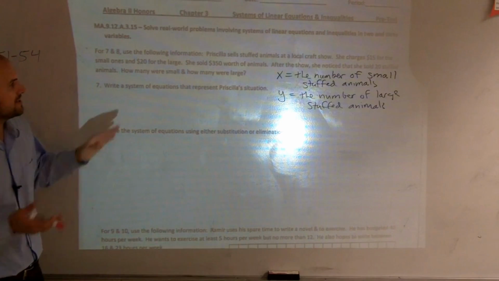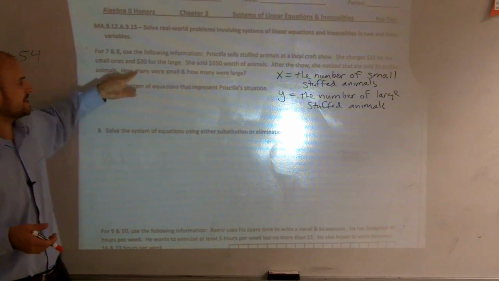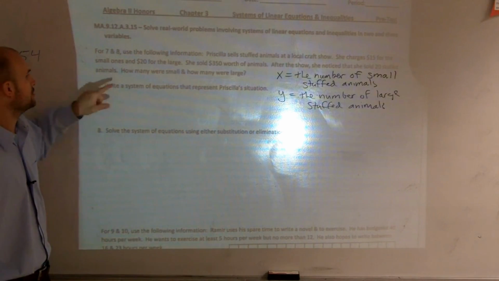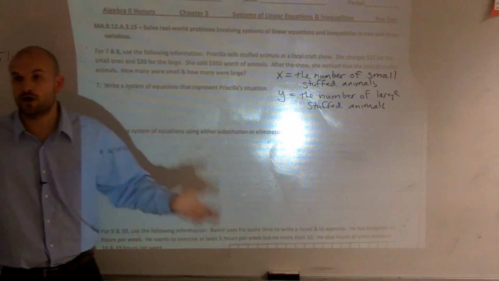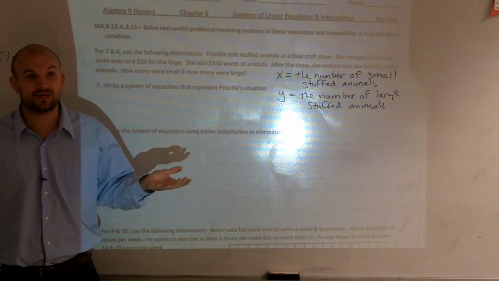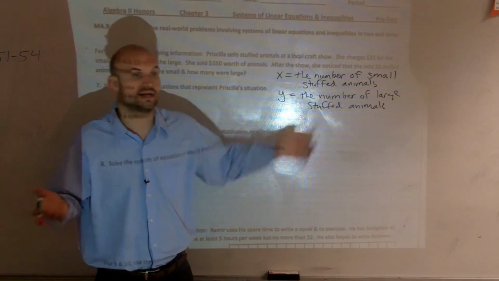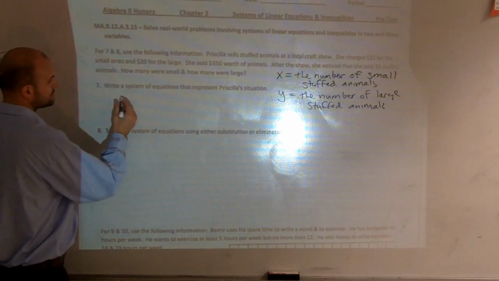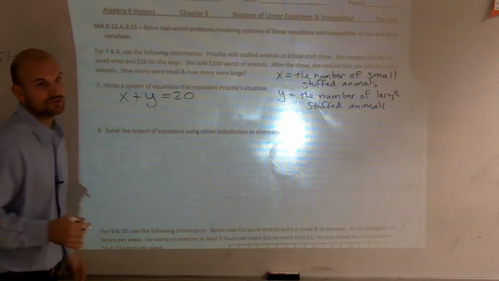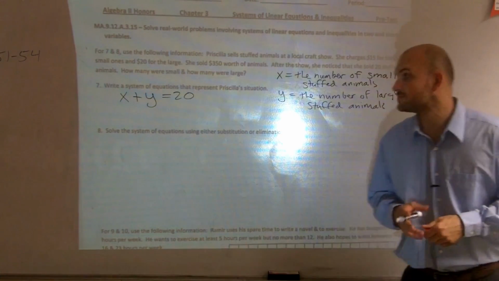So I'm just going to read backwards through my sentences. We already covered what we didn't know. The next sentence said, after the show, she noticed that she sold 20 stuffed animals. Do we know how many large or small? No, but we know when we add them together, we get what? How many are sold? 20. So we can write an equation, x plus y equals 20.